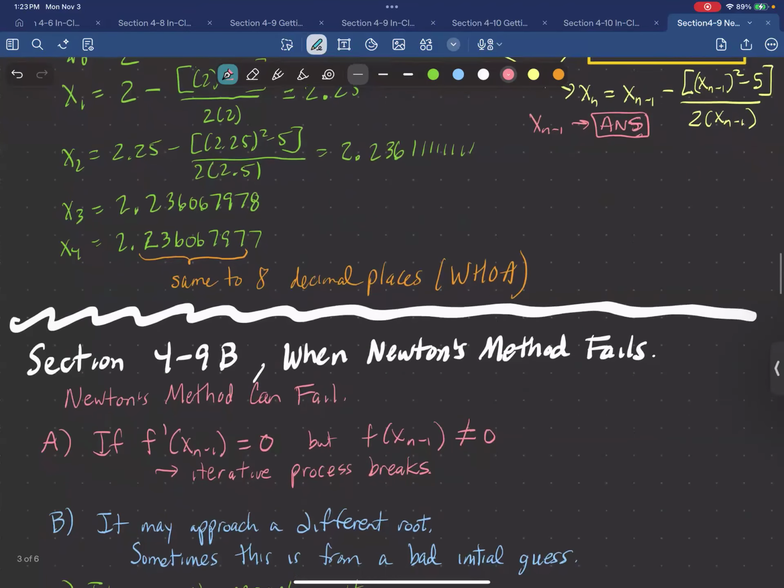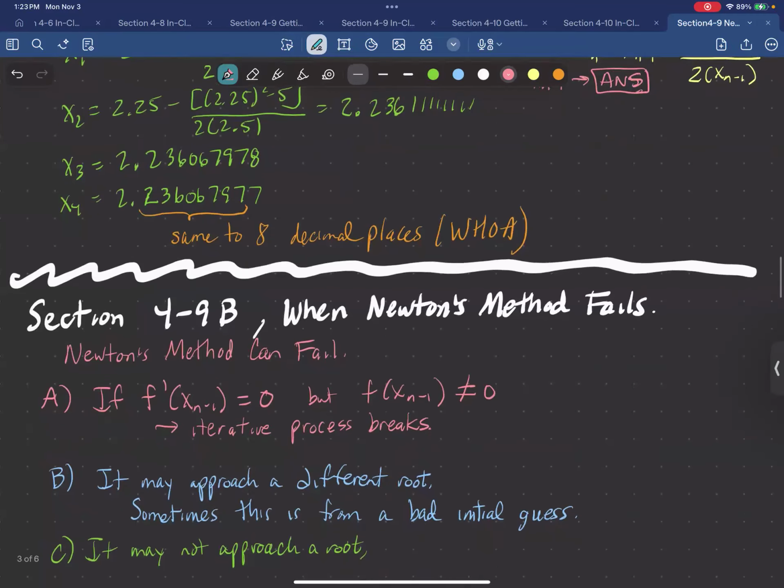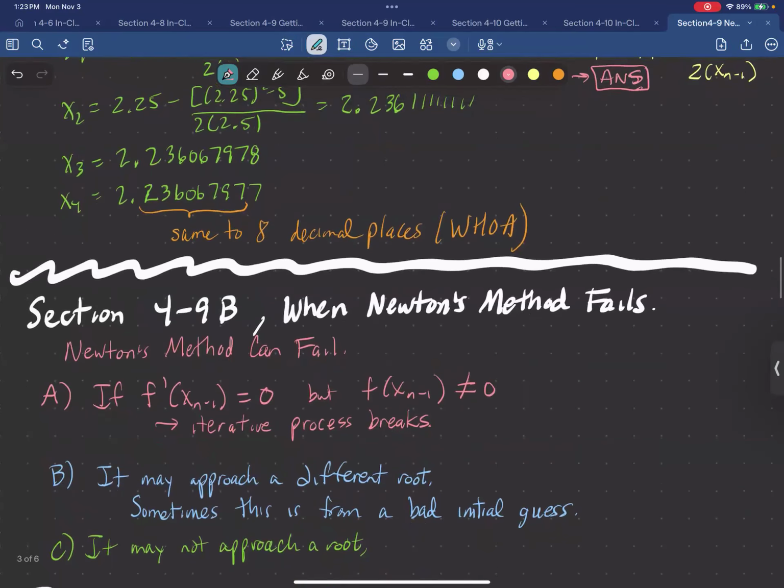It can also approach a different root, as our first example is going to show us. This is oftentimes from a bad initial guess, but sometimes it just goes wildly astray and never gets you anywhere. And sometimes it may not approach a root at all. Like it just keeps bouncing you back and forth across long distances, or it might oscillate between two numbers.